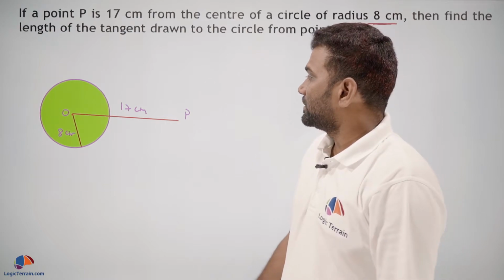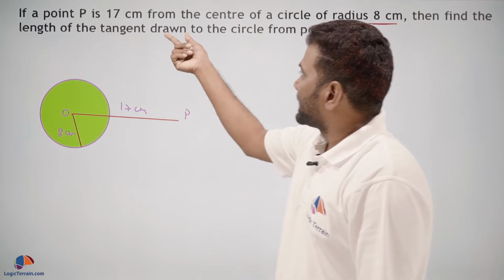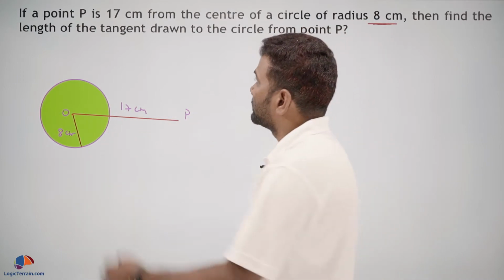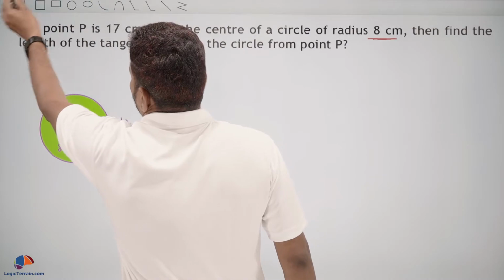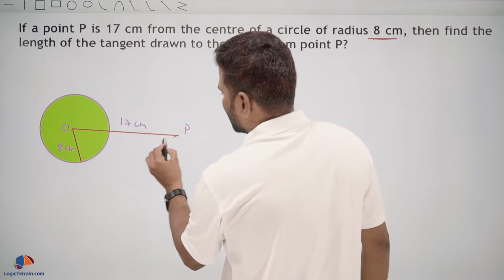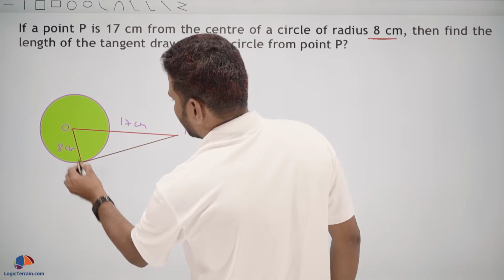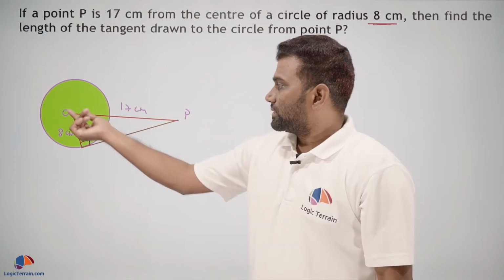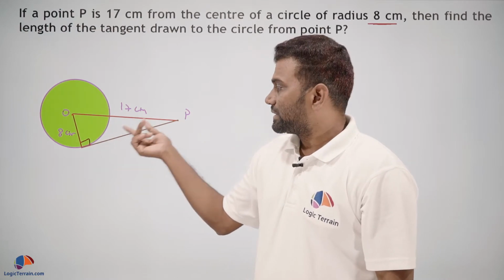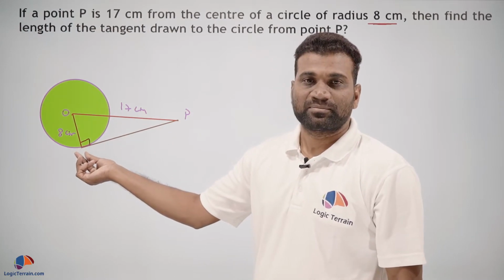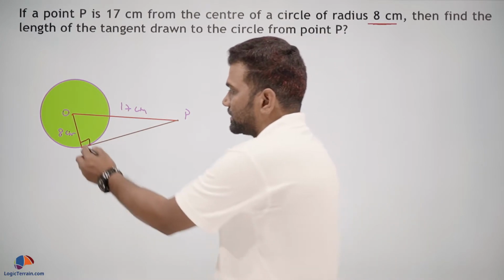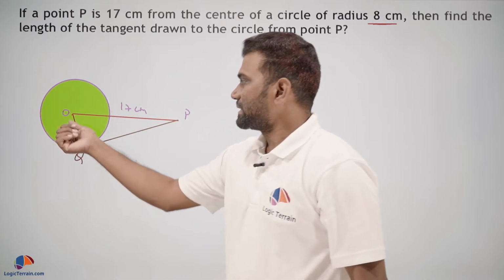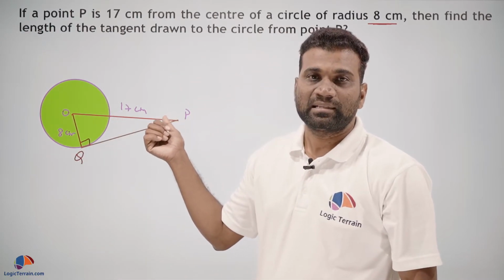Now we need to find the length of the tangent drawn to the circle from point P. So we need to find this length. Clear? And we know that the radius is perpendicular to the tangent at the point of contact, right? Therefore, let us give some name, OPQ. Then triangle OPQ is a right angle triangle.